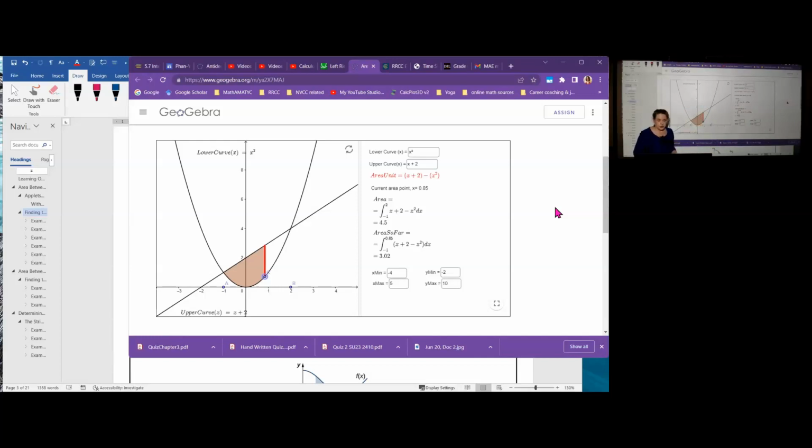What you can do is you can take hold of the slider and move it across until you reach the point where they intersect. And at that point, the areas should match. And the area is given exactly as 4.5.